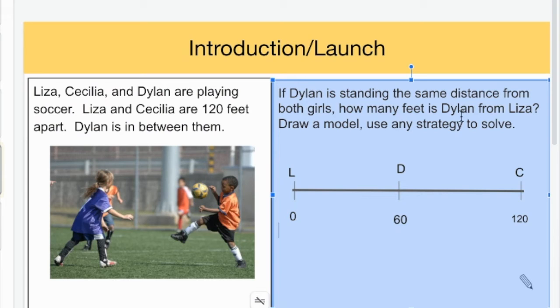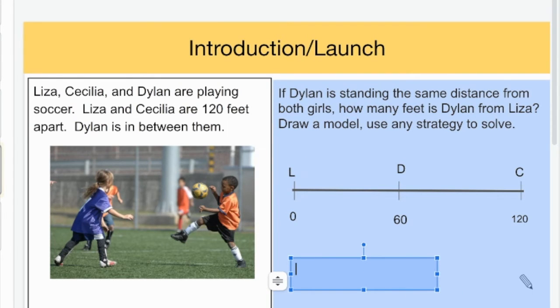The question is, how many feet is Dylan from Liza? I'm looking to my left where Liza is. How many jumps do we have to make to get from Liza to Dylan? Or how many feet apart are they? Well, I can write an equation to represent what's happening in the problem. 0 plus what is going to give me 60?